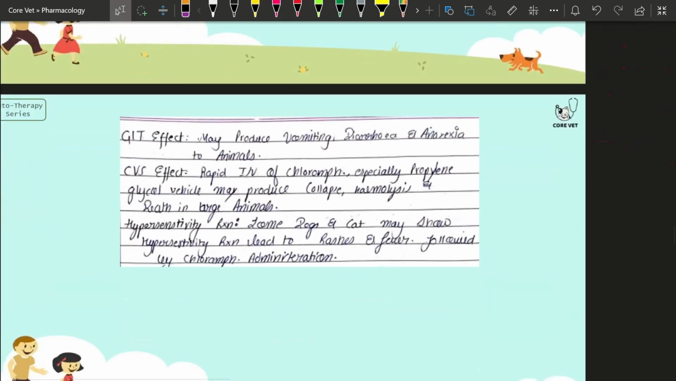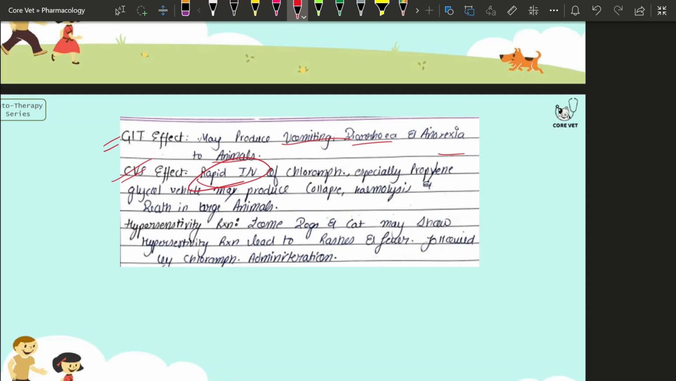Coming on to the next effect, the first one is the GIT. Much more effects are there. So we had discussed, the first one is the bone marrow depression, the second one was your gray baby syndrome, the third is your GIT effect, which may lead to vomiting, diarrhea, and anorexia in the animal. You can write these on your own because you have studied the pathology. Okay, so cardiovascular effect may be there with rapid IV injections, right?